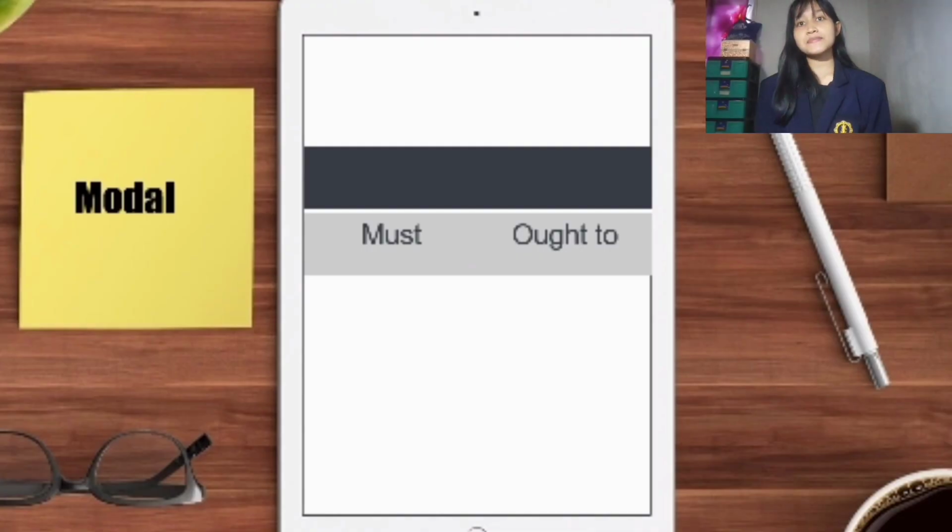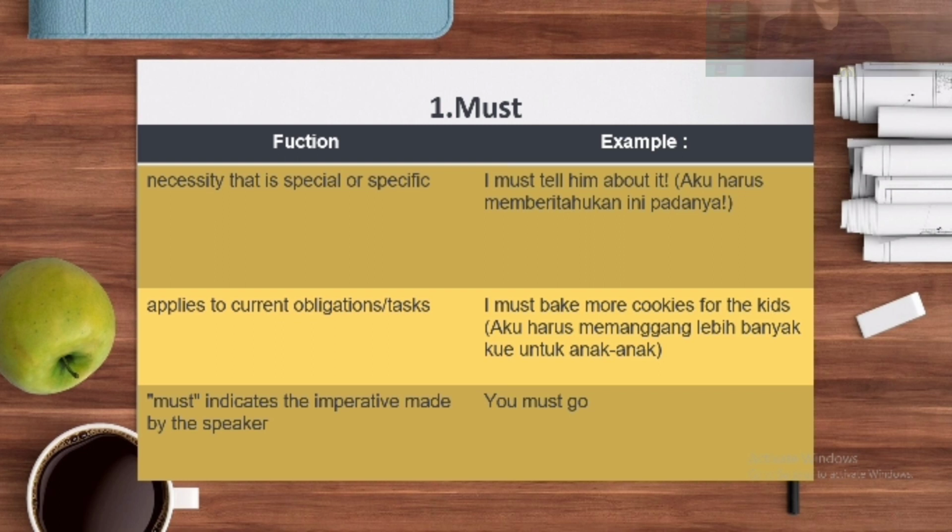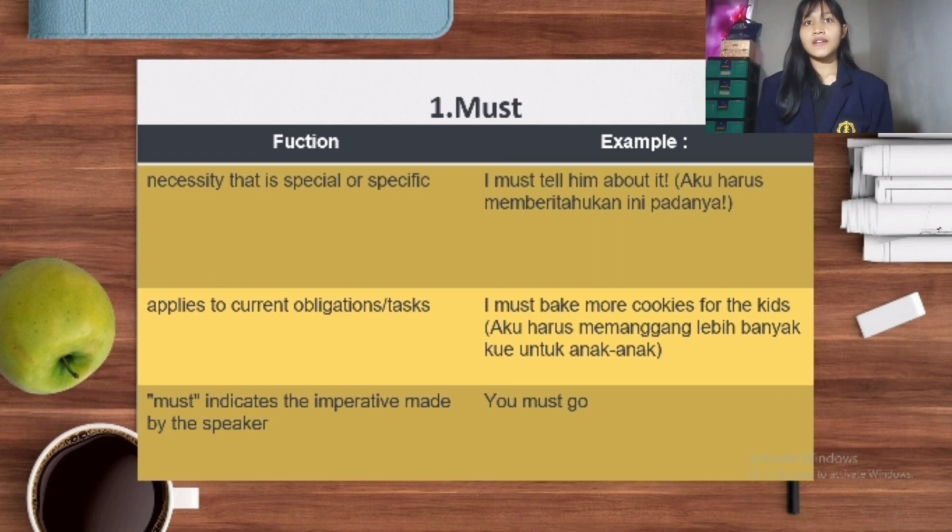The third one, there's must and ought to. Function of must. For the first one, there is necessity that is special or specific. For example, he must tell him about it. The second function applies to current obligation or task. For example, I must bake more cookies for the kids. And the third function, must, indicates the imperative made by the speaker. For example, you must go.